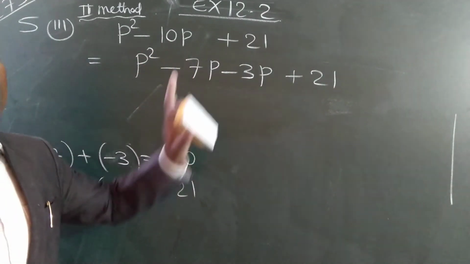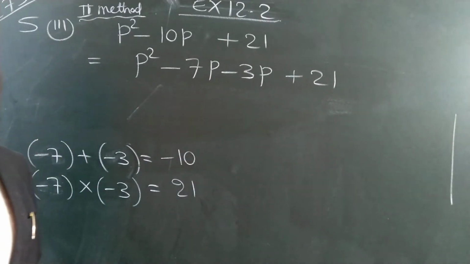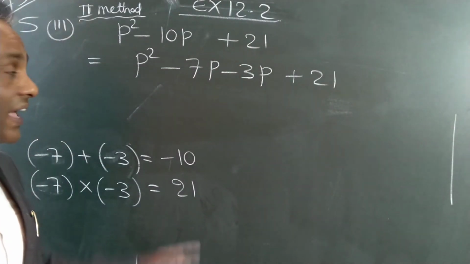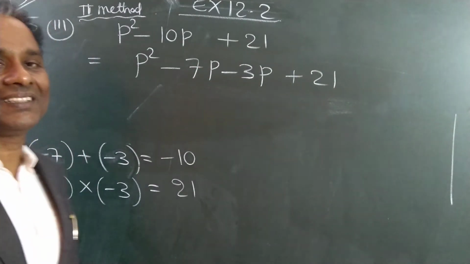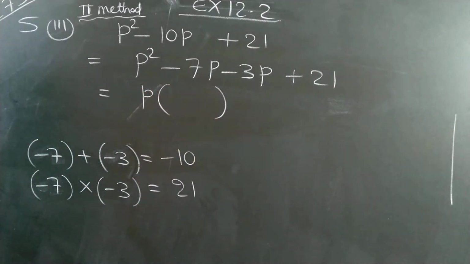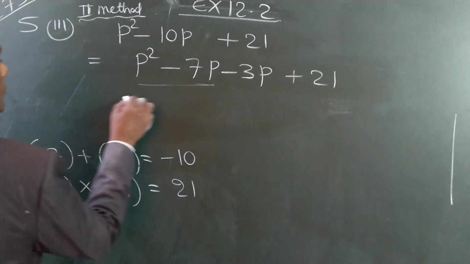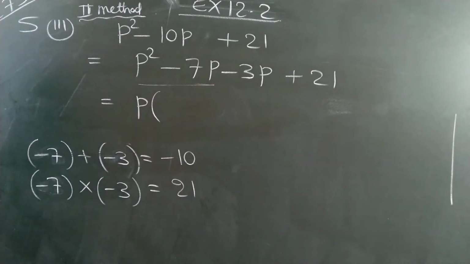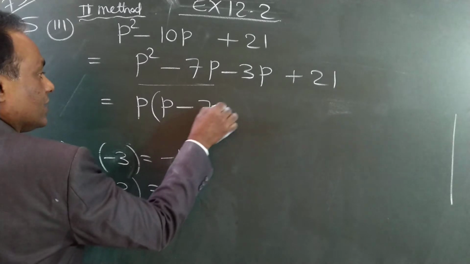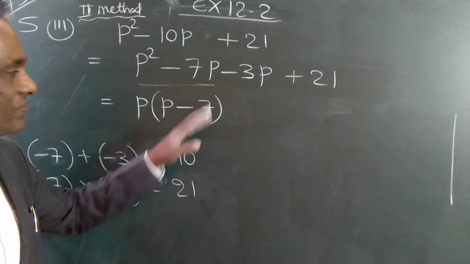This should be written as two numbers. That's all. First one is same. Last one is same. This is written as two numbers. Be careful. If you add them, we have to get this. If you multiply, we have to get this, including sign. Minus into minus plus, 7 3s are 21. First two terms, P common. P common in the first two terms. P common, another P remains. P common, 7 remains.